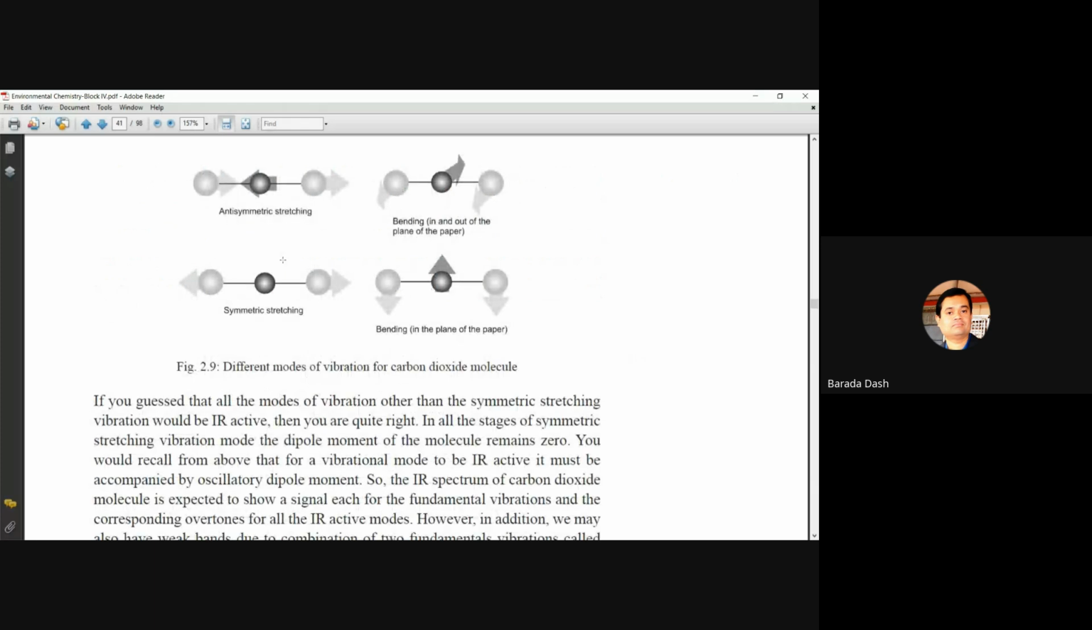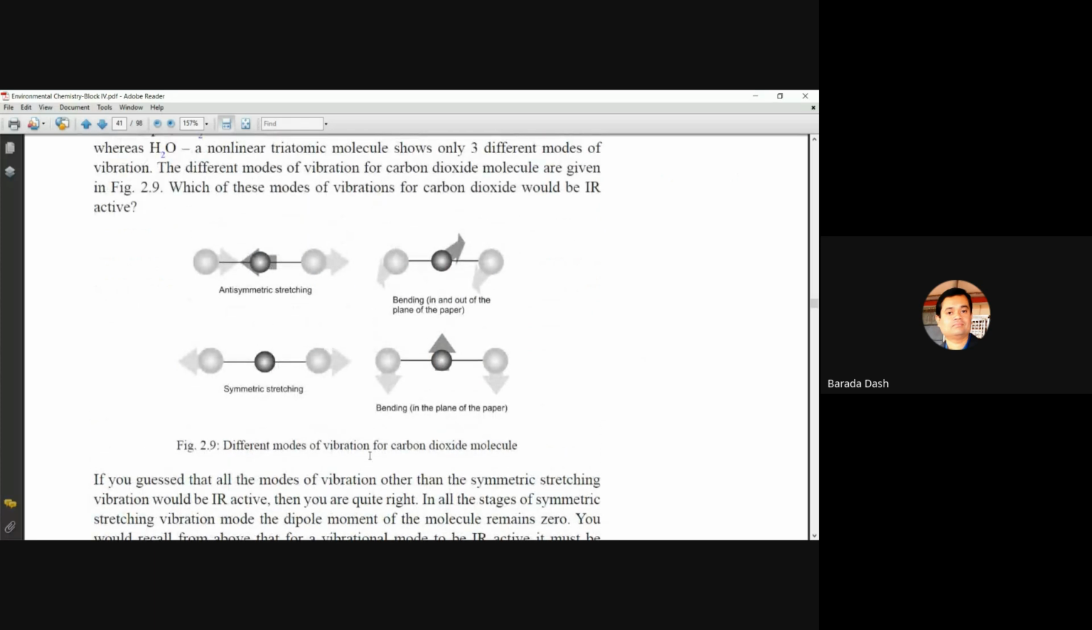You see there are different types of bending and stretching modes of vibration. One is asymmetric stretching, where the atoms are stretched asymmetrically away from each other. Symmetric stretching is when they are stretched in the same direction. Bending is when two atoms bend with each other, and there is also bending in and out of the plane of the paper.